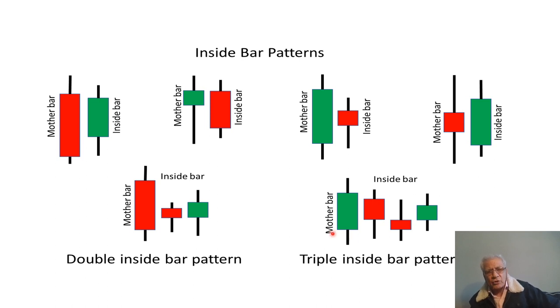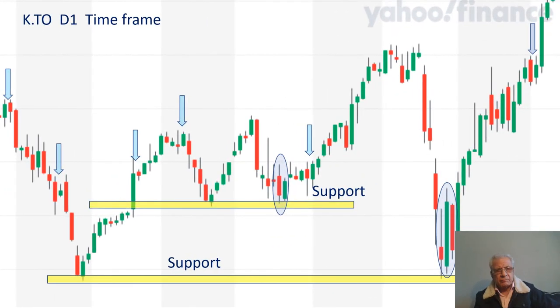Now in the next slide, we are going to show you how you see these in the real price trend, and become familiar with them. This is Yahoo Finance K stock, D1 time frame. Each candle represents 1 day of trading. In this graph, I installed two levels of support. This one has two touches. Of course, it has lots more touches, but since we enlarged the graph, you only see these two touches. And this one has almost two or three touches.